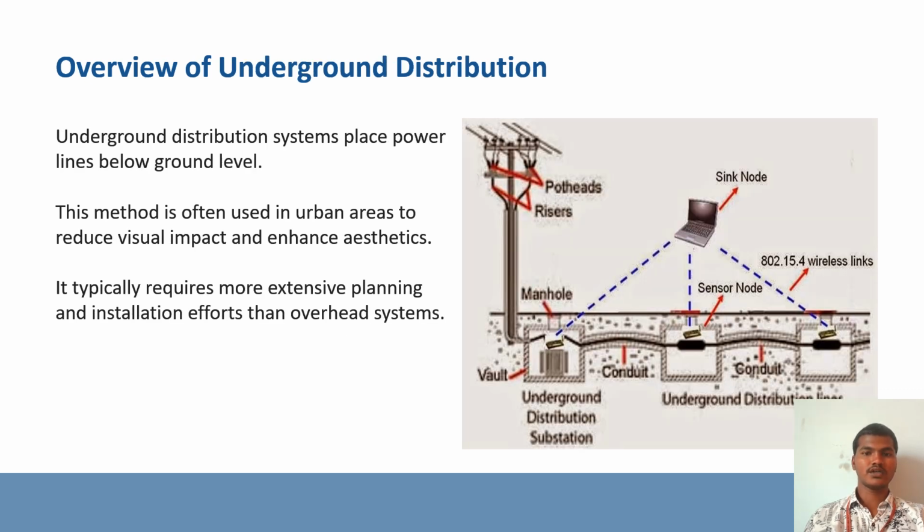Overview of underground distribution. Underground distribution systems place power lines below ground level. This method is often used in urban areas to reduce visual impact and enhance aesthetics. It typically requires more expensive planning and installation efforts than overhead systems.